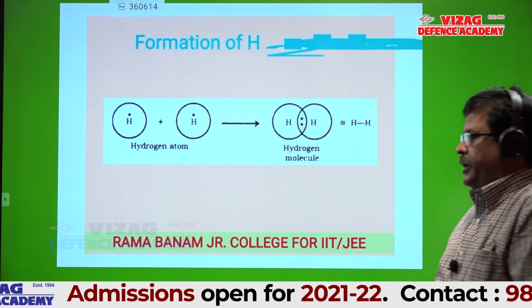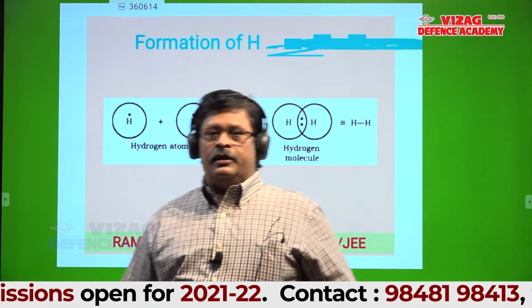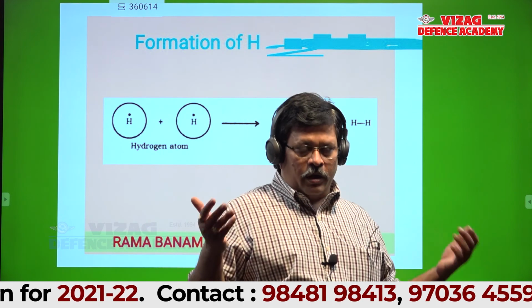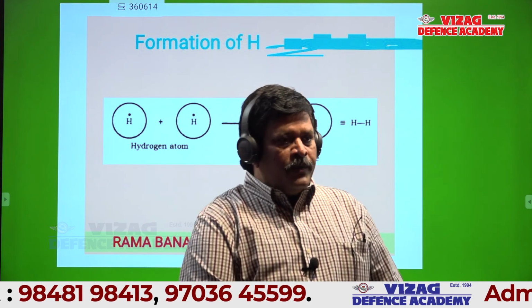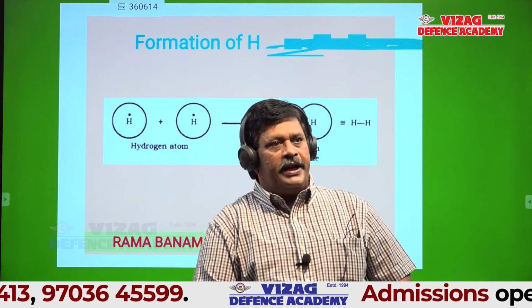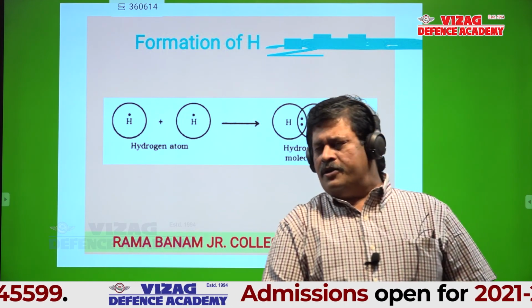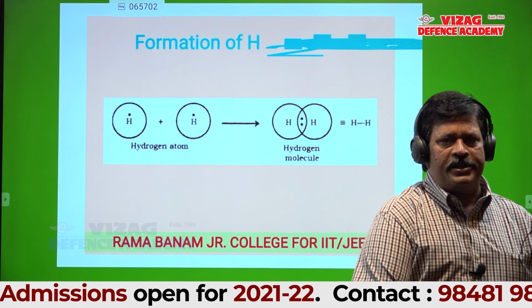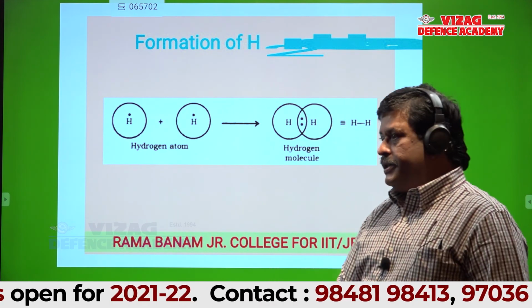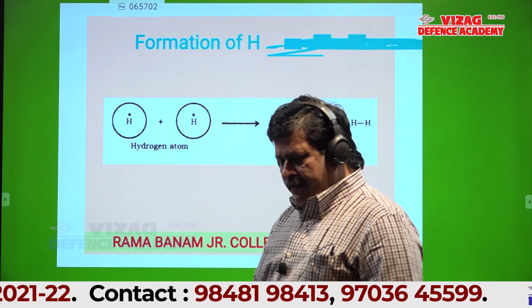So in the last class what we discussed is what is a covalent bond, what are the types of covalent bonds, and how a covalent bond is formed. I explained only one example, the formation of the hydrogen molecule. That's what is on this slide. Is it okay, or do you want any previous slides from yesterday's class?